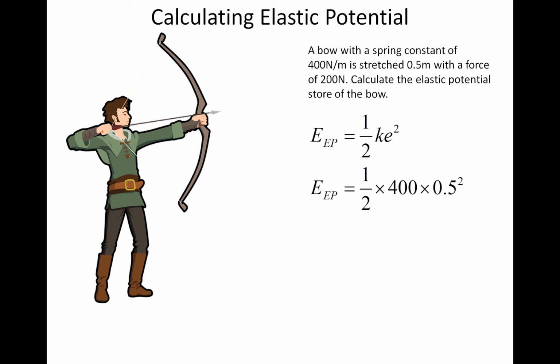This gives us a half times 400 times 0.5 squared. We'll start by squaring the 0.5 to give us a half times 400 times 0.25. Once we've multiplied those numbers together, we have that the energy in the elastic potential store is 50 joules.